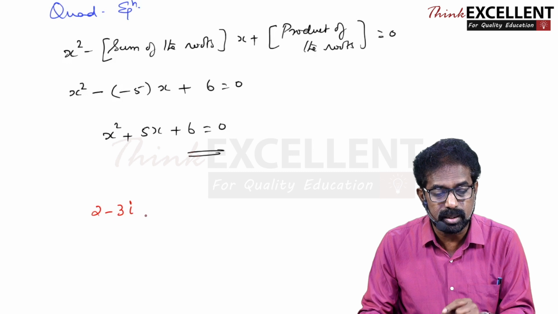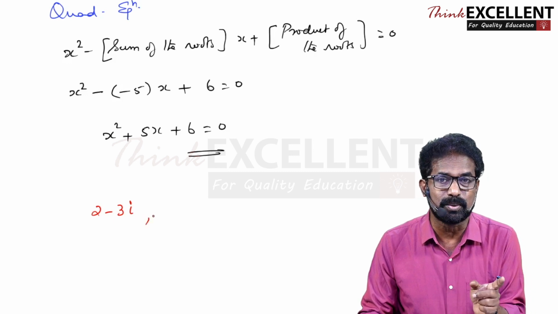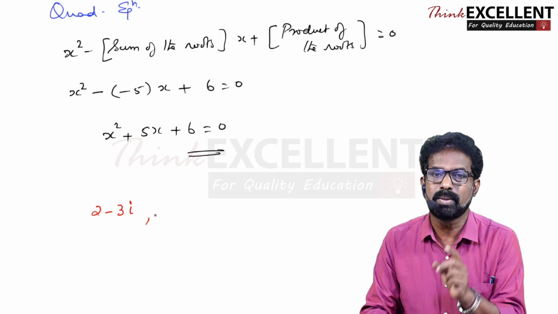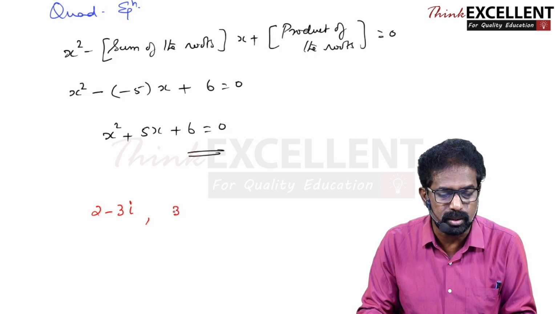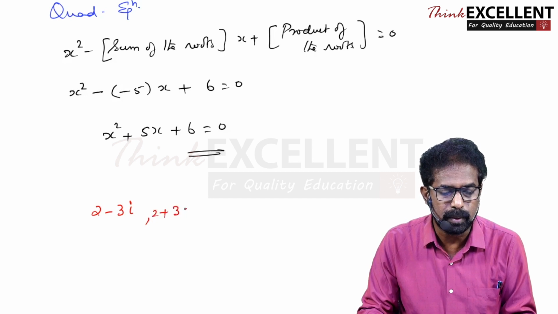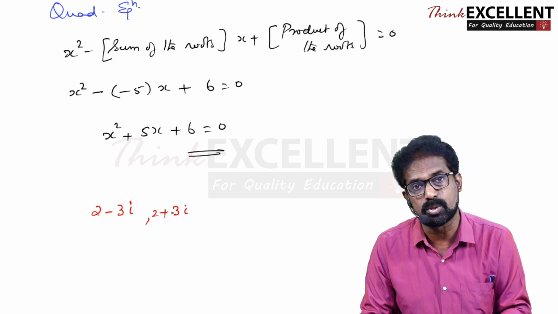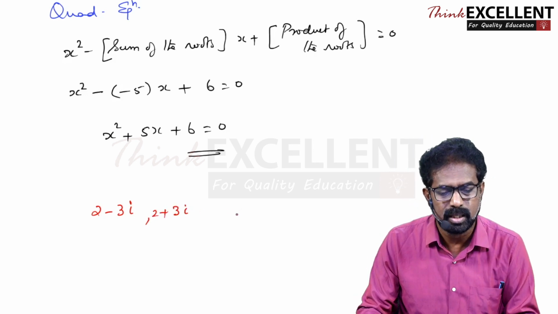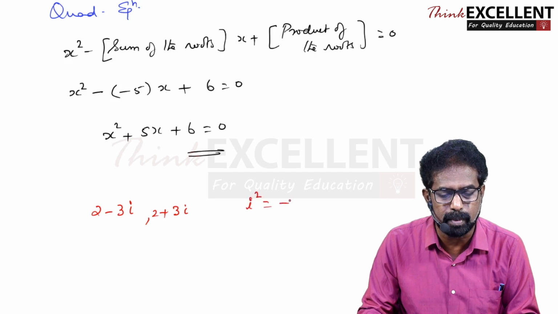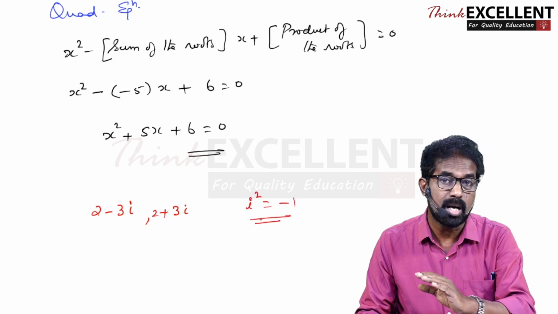So in that case, definitely you can say the other root. They won't give the second root. 2 minus 3i is a root, means definitely the other root will be 2 plus 3i. The conjugate of 2 minus 3i is 2 plus 3i, which is also a root. Then using that too you can find, okay. There one important result, i square equal to minus 1. All these we use in complex numbers, okay.